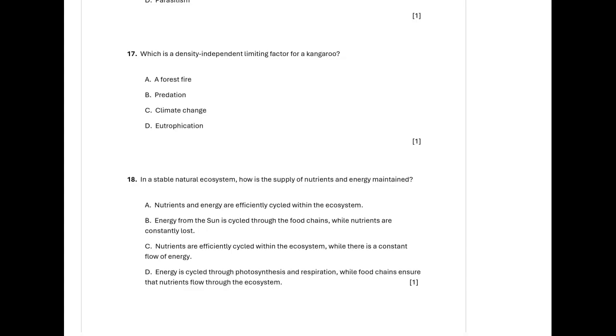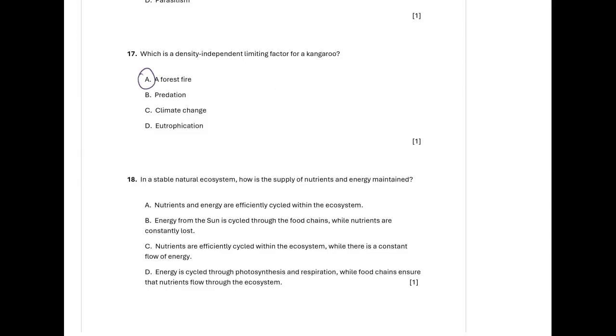So what would be something which is density independent? So eutrophication probably doesn't really have anything to do with a kangaroo. Climate change in this context, I would say it's a bit too broad. You need to be a bit more specific if you're talking about that, and also that's more likely to be density dependent. Predation would be density dependent, and a forest fire would be density independent.